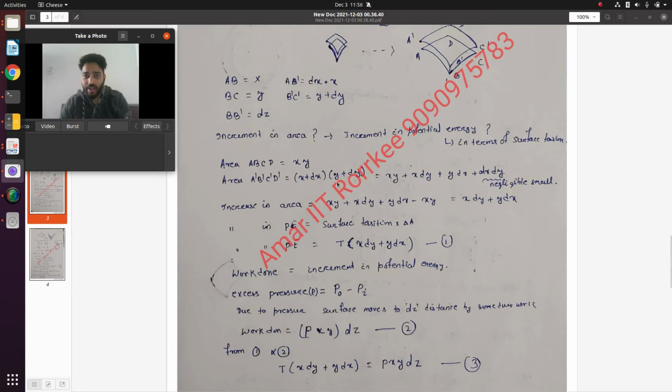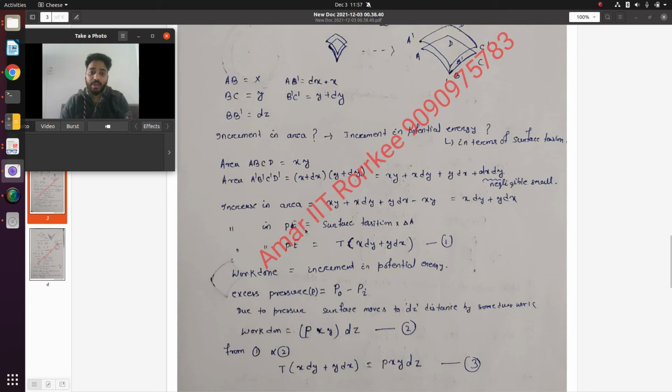Now open the bracket and multiply these two terms. What we get is xy, x dy, y dx and dx dy. This dx dy can be neglected because it is very small. So the increase in area is equal to the difference between the expanded surface and the initial surface. The expanded surface area is xy plus x dy plus y dx, minus the initial surface xy. So xy cancels out. This leaves x dy plus y dx.